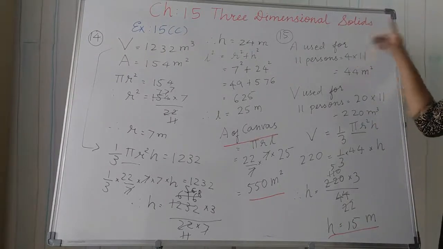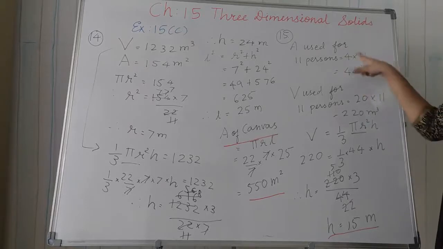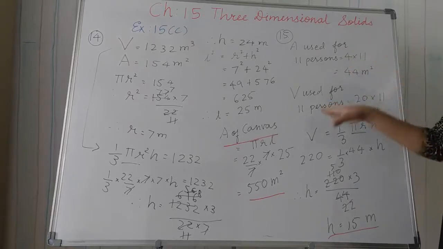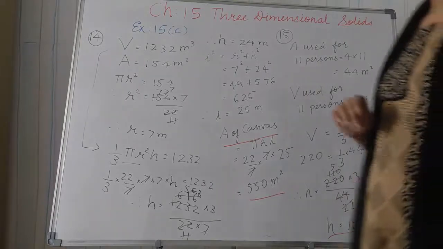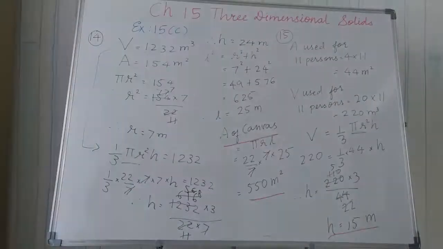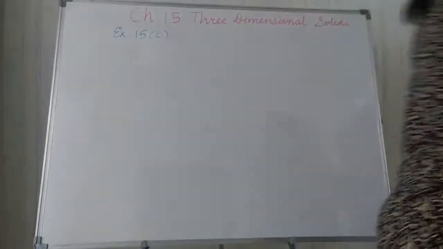Again students, 11 persons need area 44 meters square by multiplying 4 with 11. And volume also we find the same way, 11 persons by multiplying 11 to 20. And then use the volume of cone formula and get our height. Question number 16 is true false. You have to solve by yourself.